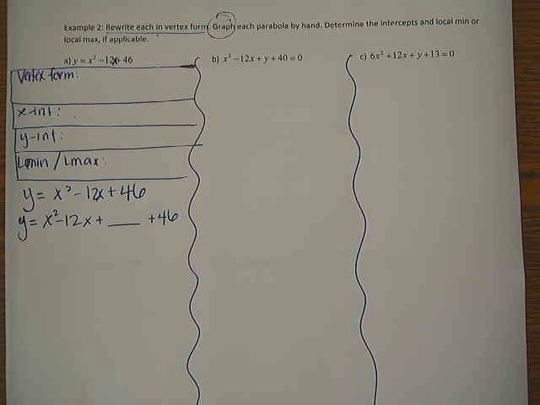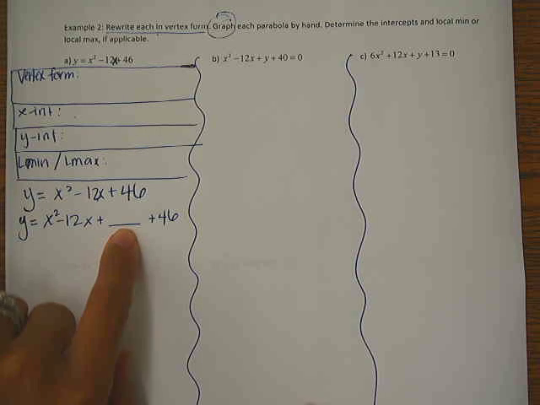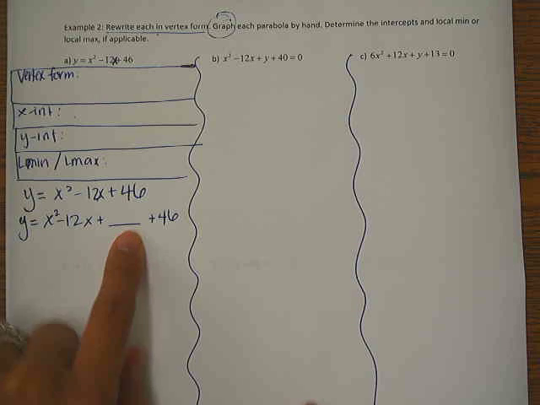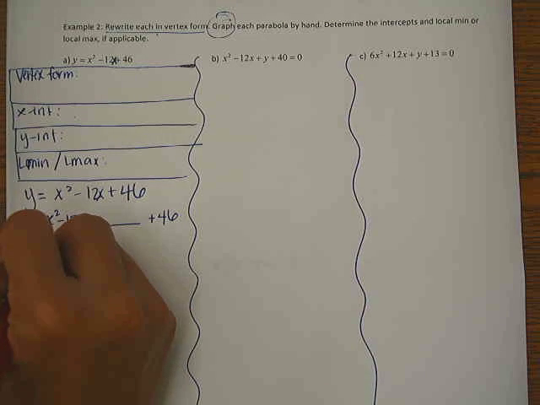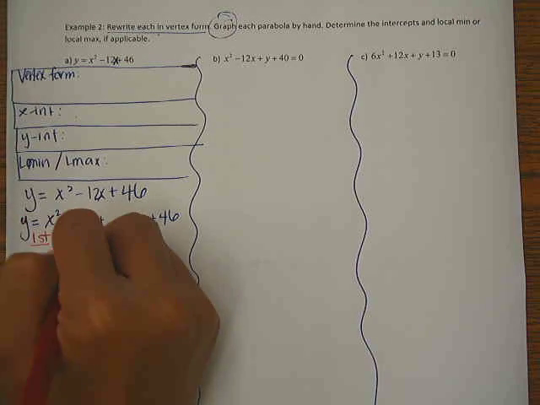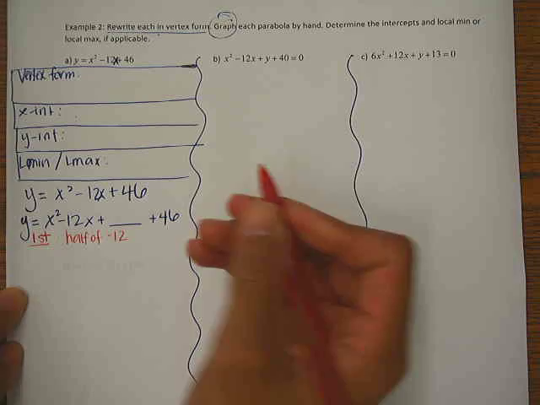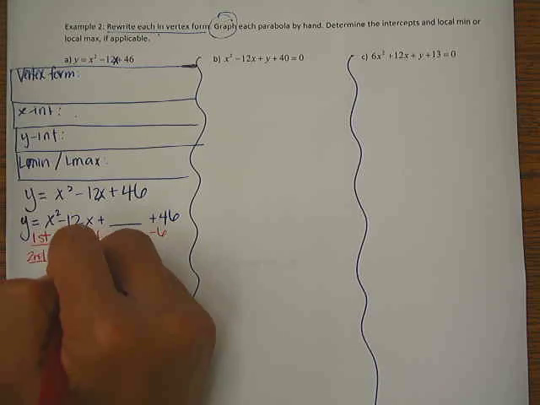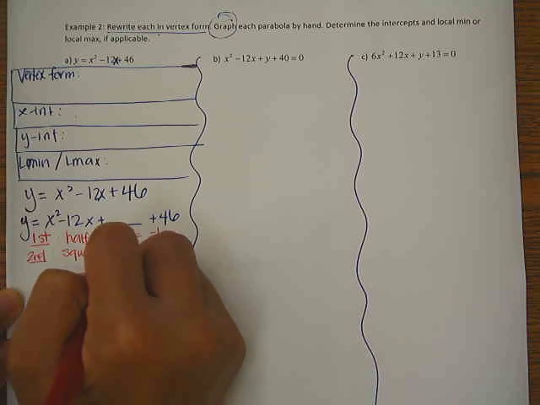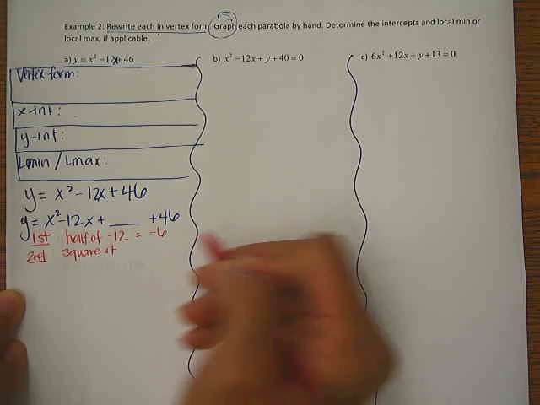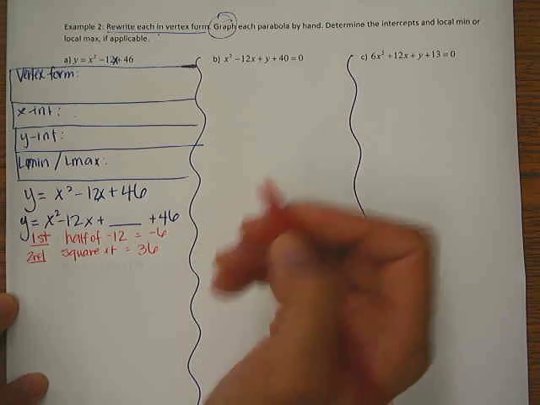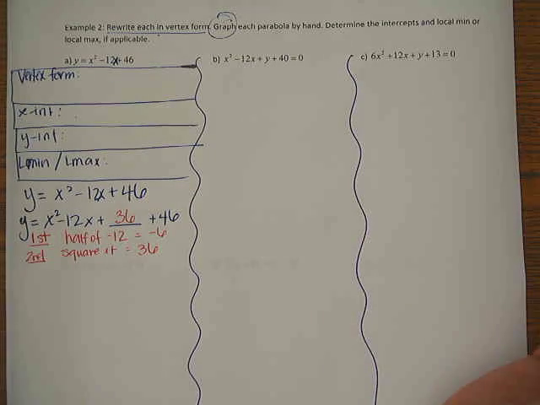Let me find a red pen. In finding a value to fill in this blank space, it's the same two steps that we did in the circles. Step number 1, we are going to take half of negative 12. Half of negative 12 is negative 6. Then step number 2, we are going to square it. When I square a negative number, it's going to be positive. So negative 6 times negative 6 is a positive 36. And I need to add it right here, add 36.